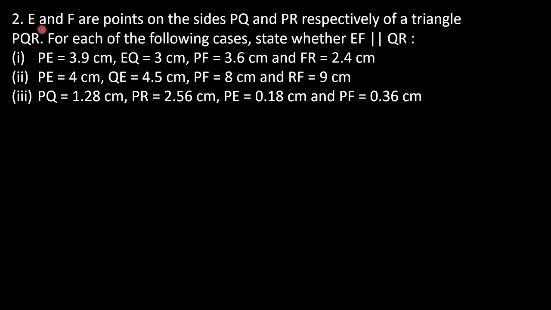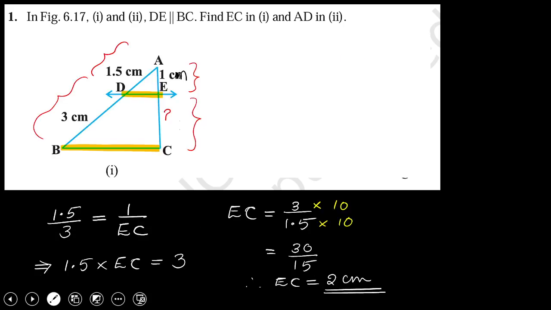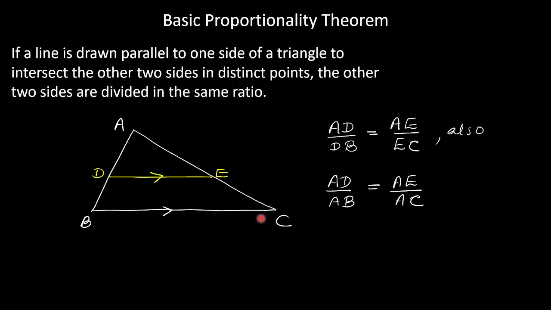Second question. E and F are points on the sides PQ, PR respectively of triangle PQR. For each of the following cases, state whether... So remember, the basic proportionality theorem we have studied, its converse is also true. If the left side ratio is equal to the right side ratio, these two sides will be parallel. The converse is true.